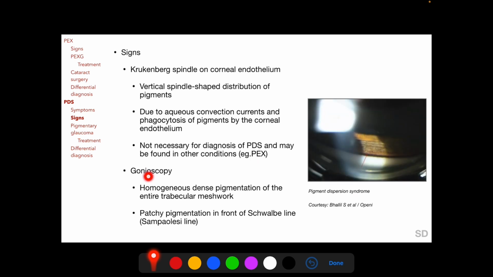On gonioscopy, pigment dispersion syndrome patients demonstrate homogeneous and dense pigmentation of the entire trabecular meshwork. And we may recall here this is in contrast to pseudoexfoliation patients in whom the pigmentation of the trabecular meshwork is patchy. And Sampaolesi's line, which is deposition of pigment anterior to the Schwalbe's line, which is typical of pseudoexfoliation syndrome, can also be found in patients with pigment dispersion syndrome.